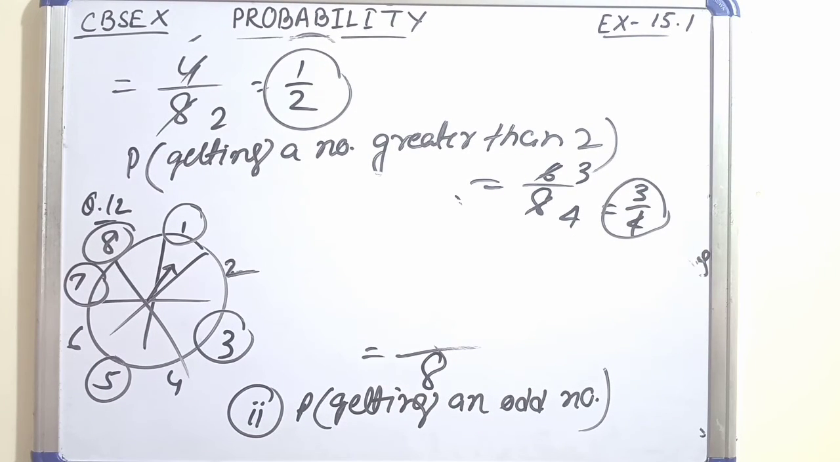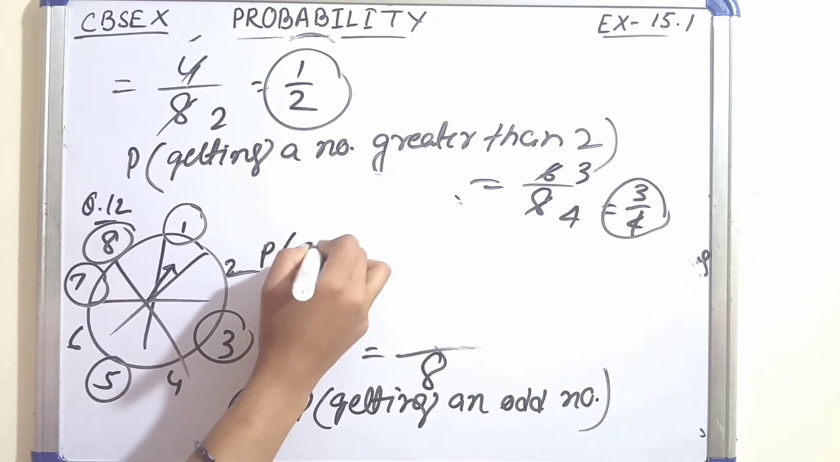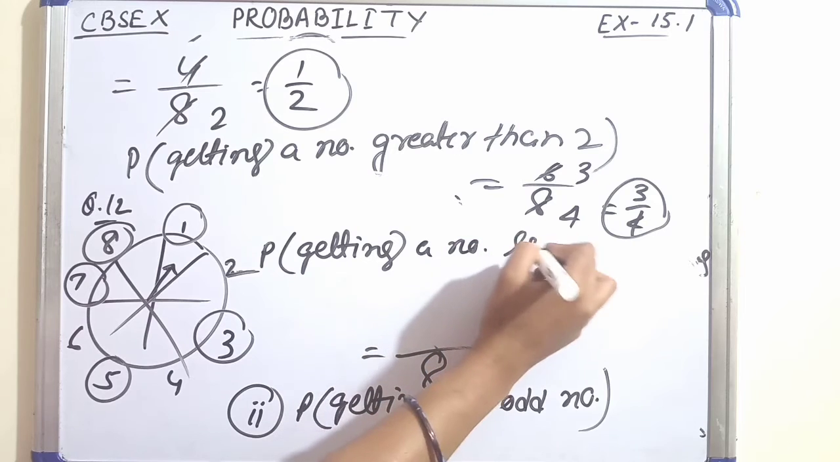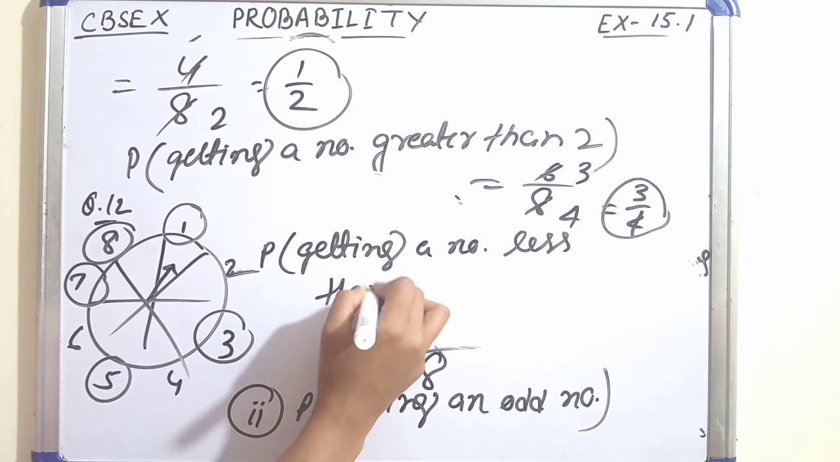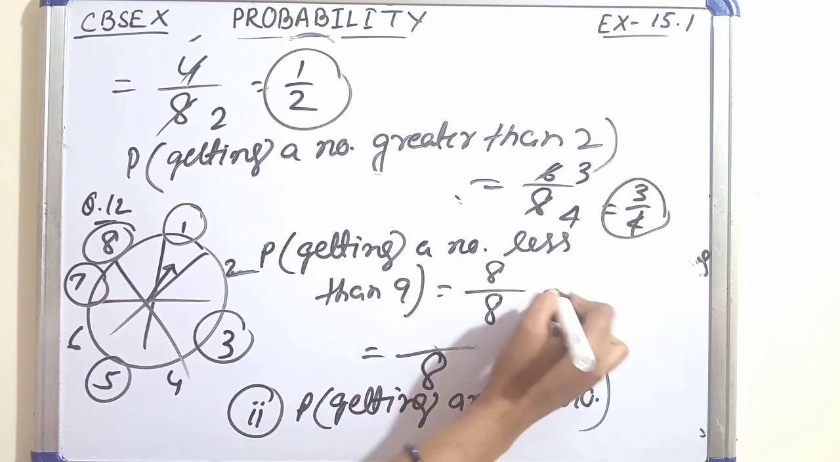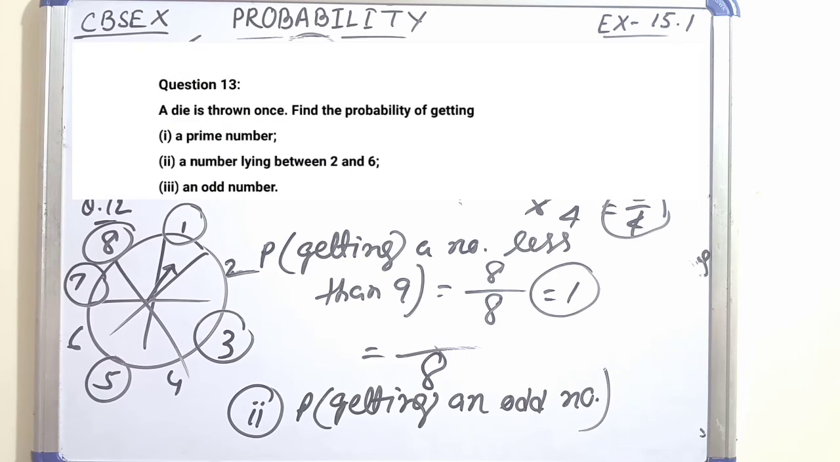Now last part, a number less than 9. Less than 9 means all the numbers 1, 2, 3, 4, 5, 6, 7, 8. So probability of getting a number less than 9 is equal to all the numbers, that means 8 upon 8, which is 1. That's the answer.